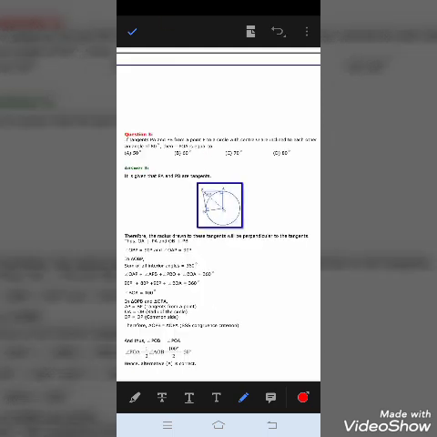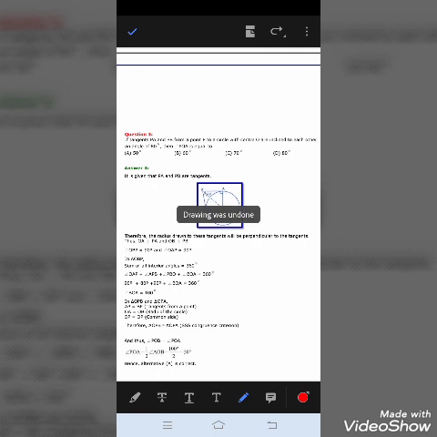So now we will start with question number 3. If tangents PA and PB from a point P to a circle with center O are inclined to each other at an angle of 80 degrees. So you can see very well here it is 80 degrees.